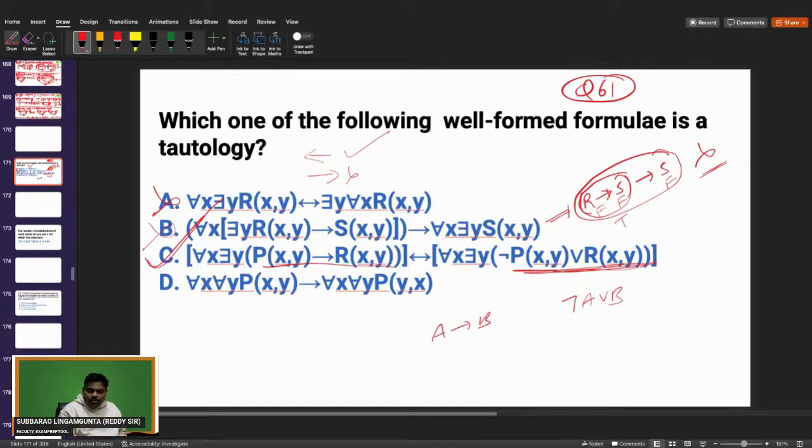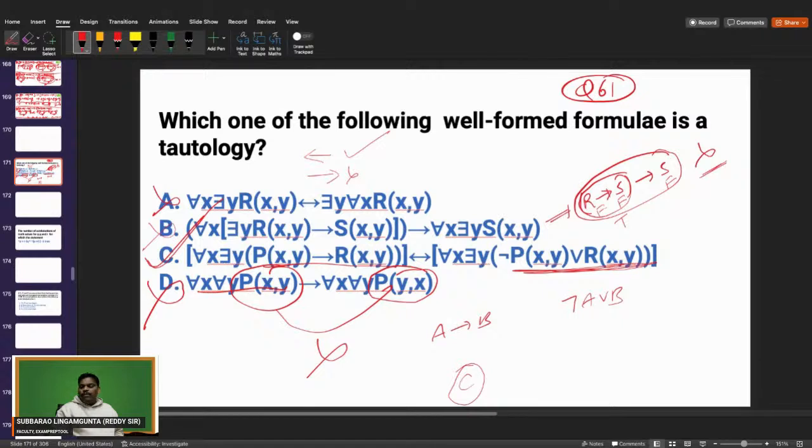Option D: P of X, Y and P of Y, X. Here X comma Y, here Y comma X. These two are not the same. So the answer is C. If anyone has any objection, even a small one, please let me know.